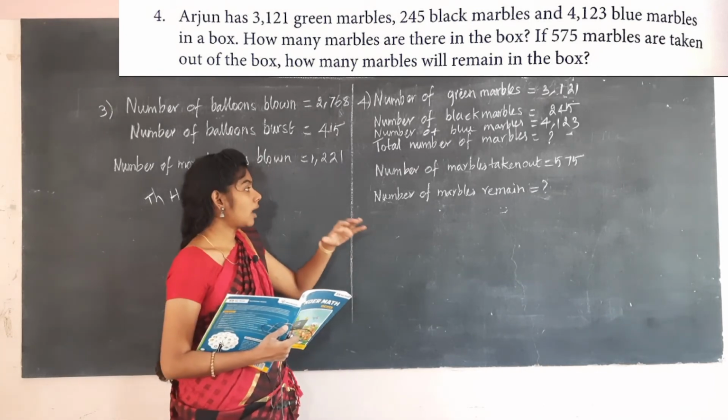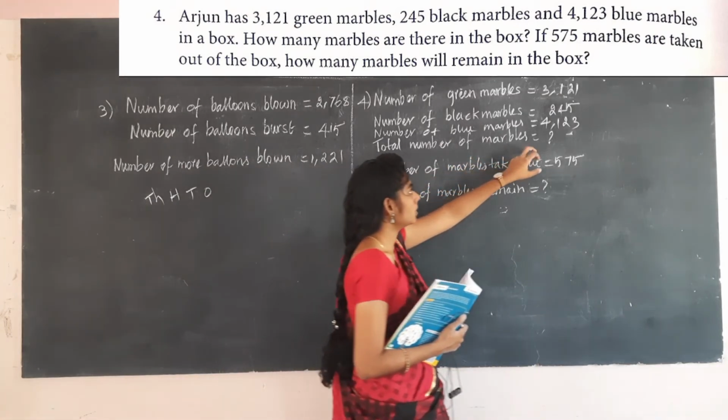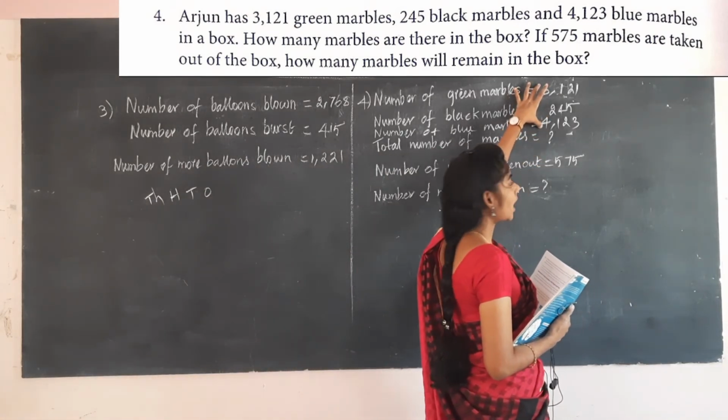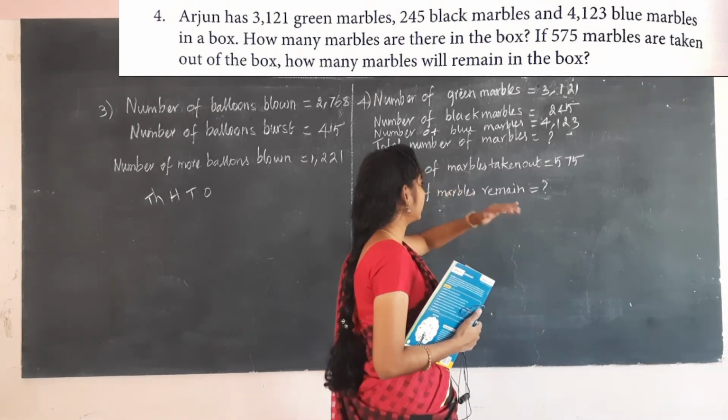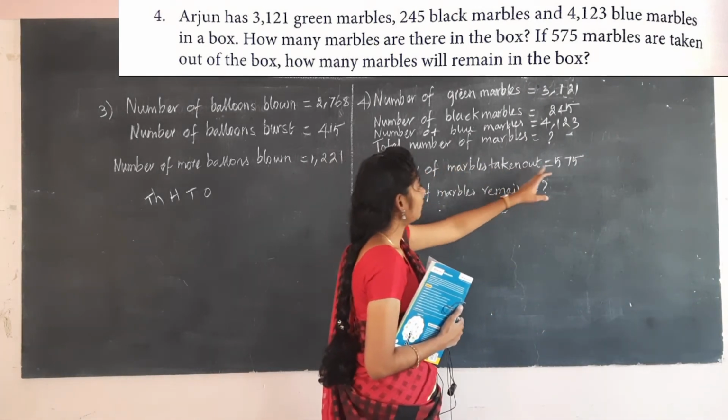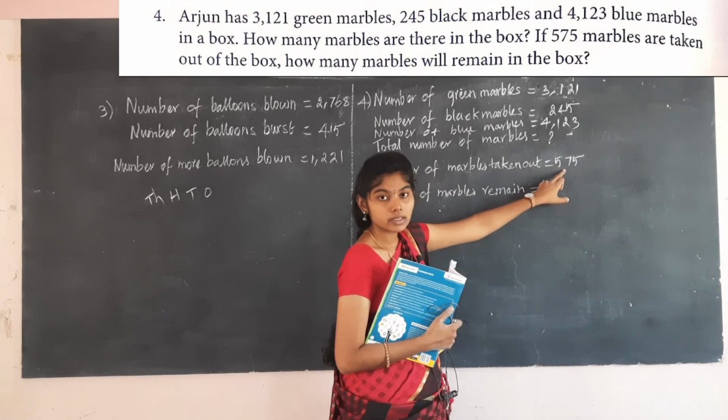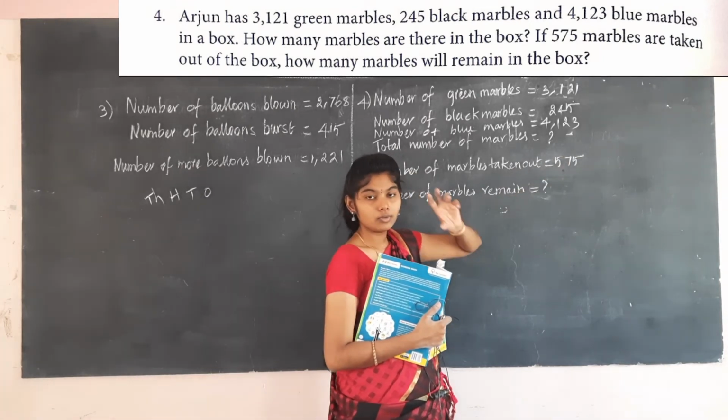So first we have to find the total number of marbles. How will you find the total number? You have to add these three numbers. Then you will get the total number of marbles. With that number, you are going to subtract the number 575. Why are we subtracting? In that box, you will find the total.